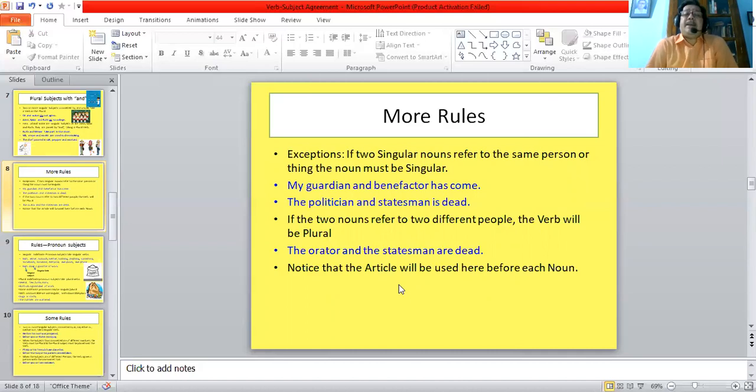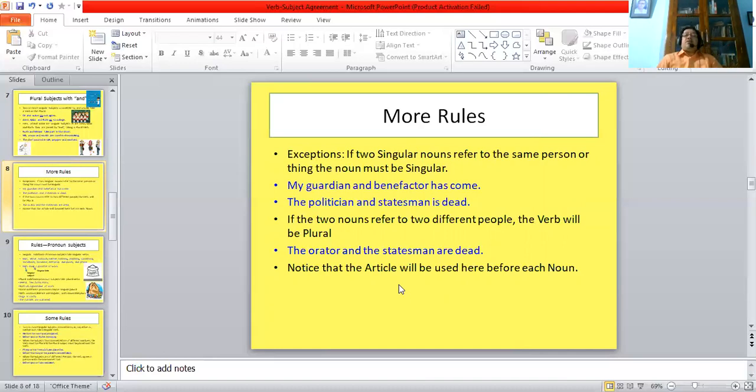For example, my guardian and benefactor has come. Guardian and benefactor is only one person, so we use the singular form of the verb. The guardian and benefactor has come. The politician and statesman is dead. The person here referred to as politician and statesman is only one person, not two people.